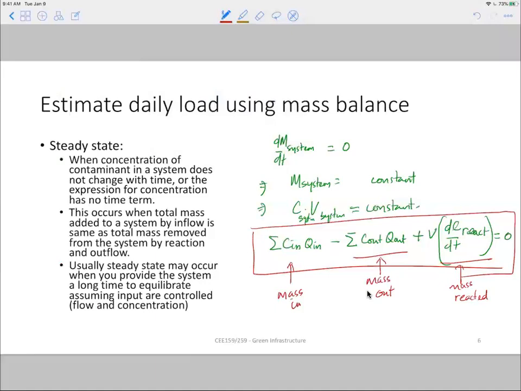So when I say mass, mass could be for water or mass could be for contaminants. In this case, particularly over here, this is for contaminants. If you are looking for mass for water, there's no need to have a concentration term over here. This will be just Q. So that's all for the generic mass balance equations. Now let's get to specific cases.